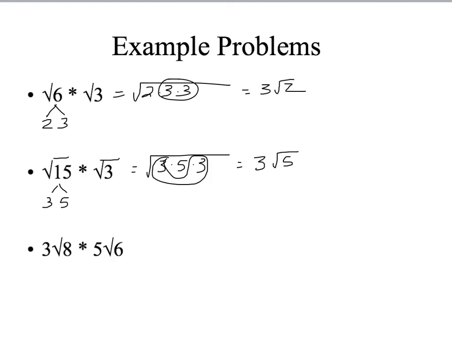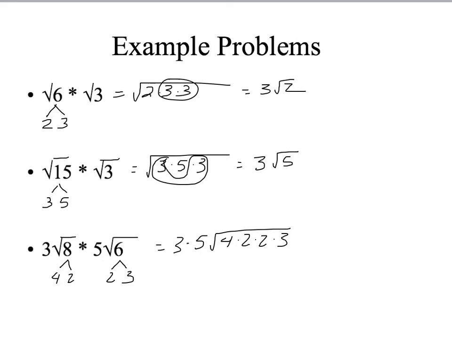When we break down square root of 8, we see a 4 and a 2. Break down 6 and we see 2 and a 3. So we'll have 3 times 5 on the outside. And on the inside of the square root, we'll have 4 times 2 times 2 times 3.